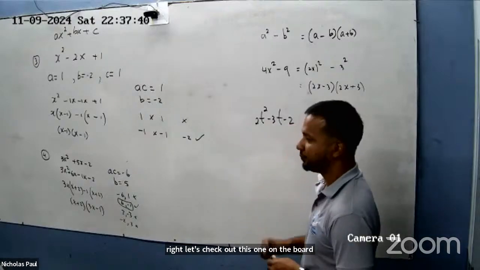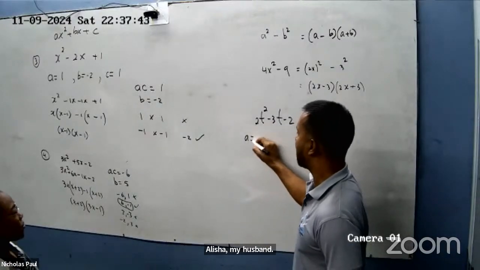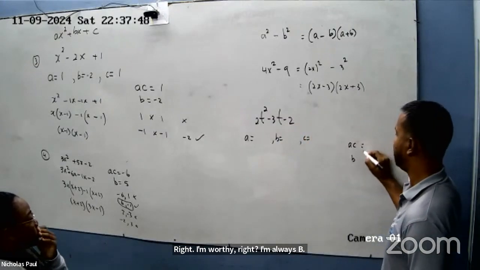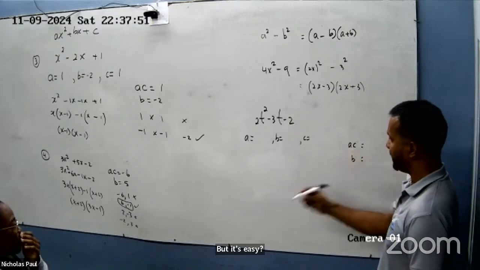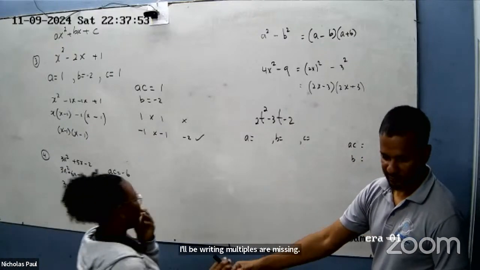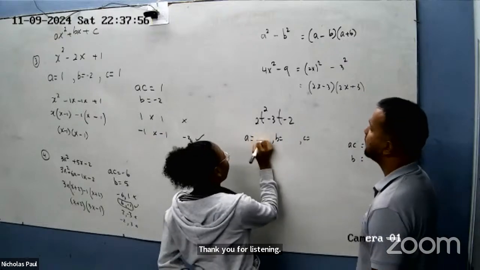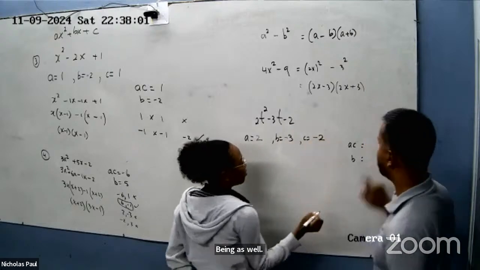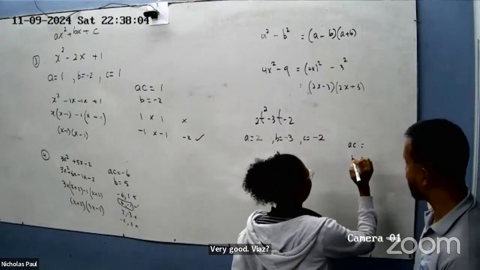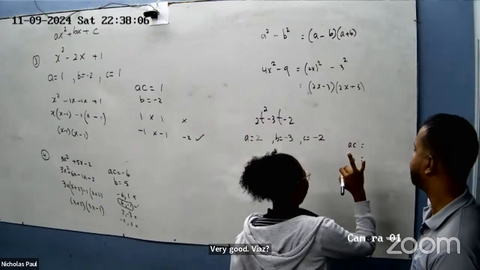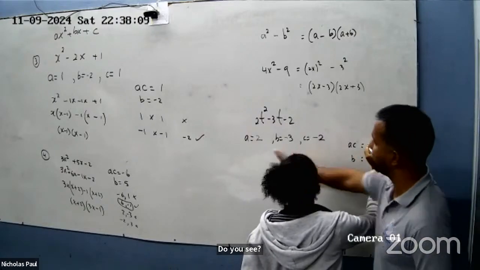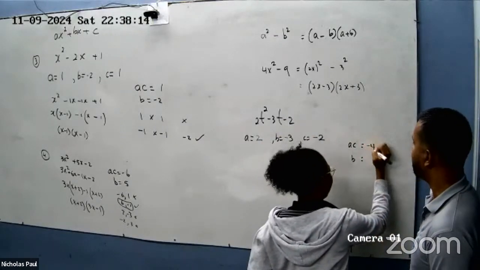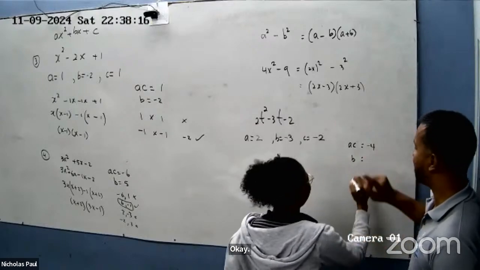Let me start. I'll give you all the steps, right? Write down where is A, where is B, where is C, where is AC. And then we write the multiples of AC. Where's A first? A is what? Very good. B is very good. Right, AC. No, you don't multiply this. So AC.